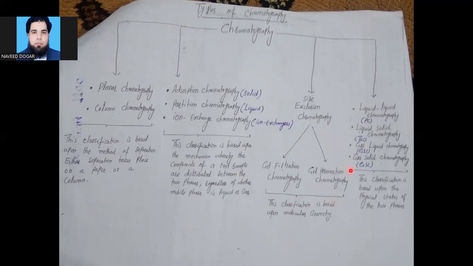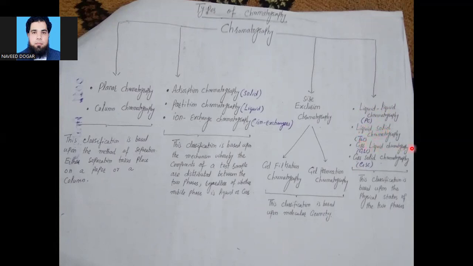Then there is a fourth type of chromatography, and this classification is based upon the physical state of the two phases. For example, liquid-liquid chromatography means that both the stationary and the mobile phase are in the liquid phase. For example, paper chromatography. Then the second type is liquid-solid chromatography, which means that the mobile phase is liquid while the stationary phase is solid. For example, TLC, thin layer chromatography.